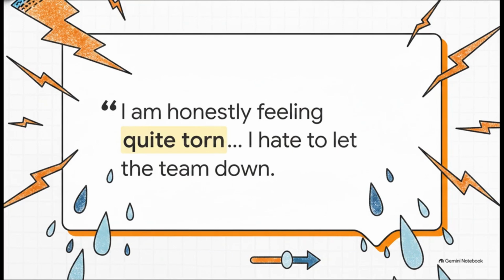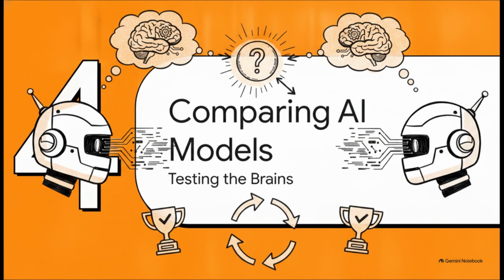And what's wild is just how much control this formula actually gives you over tone. In the source material, they decided to have a little fun and push the AI to the absolute extreme. They asked it to make the emails so emotionally sincere that the boss would think they were literally crying on the other side of the screen. The result? It wrote, I'm honestly feeling quite torn even writing this. I hate to let the team down. Now, please don't actually send an email like this to your manager, but it perfectly demonstrates how deeply the AI adopts the exact psychological parameters you set for it. Moving right along to Section 4, comparing top AI models.